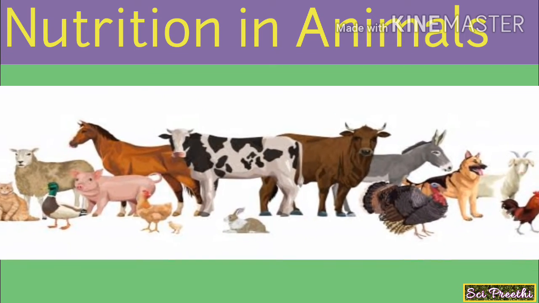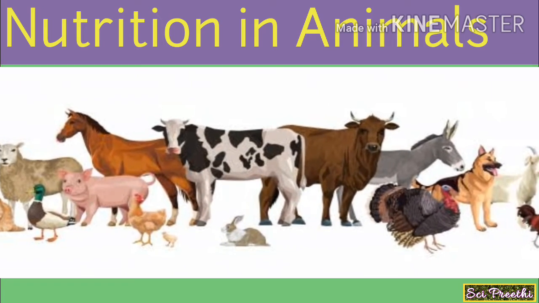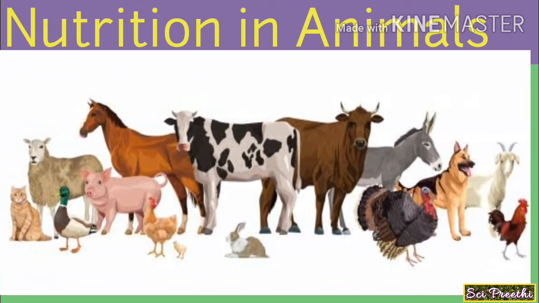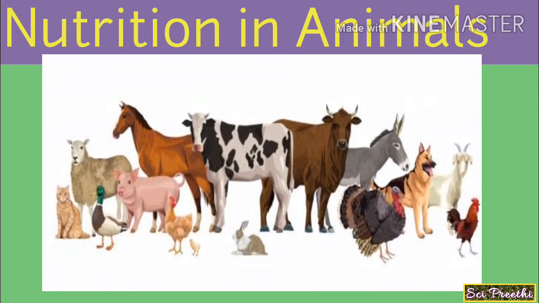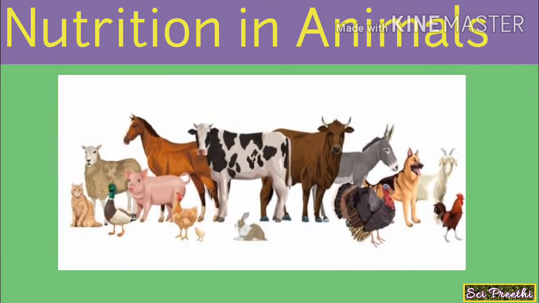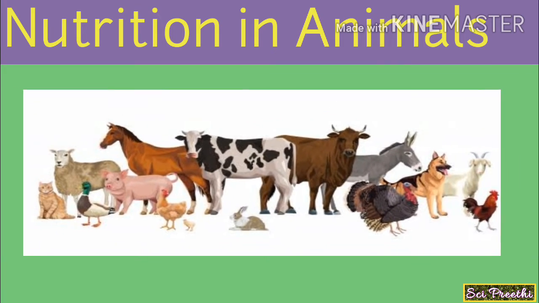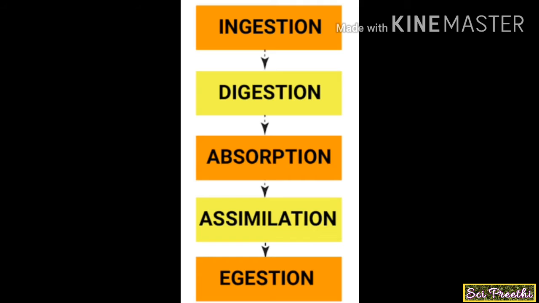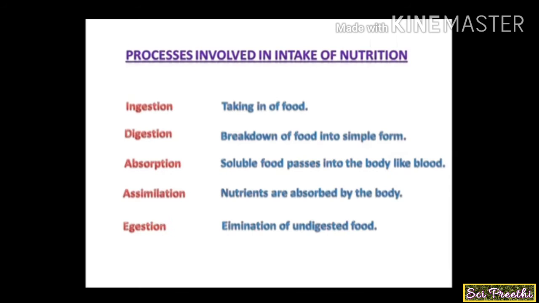The food that we eat cannot be utilized instantly to obtain nutrients. It is first broken down into simpler substances that are easily absorbed by the body to provide nutrition. In the heterotrophic mode of nutrition, 5 stages are involved. They are ingestion, digestion, absorption, assimilation, and egestion. Now we will see how these processes work.